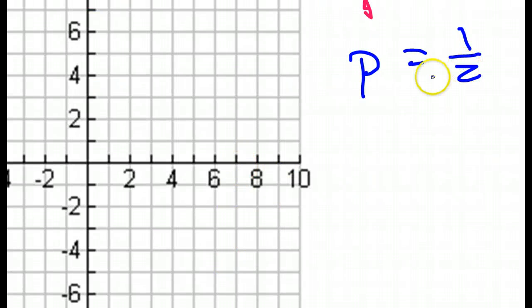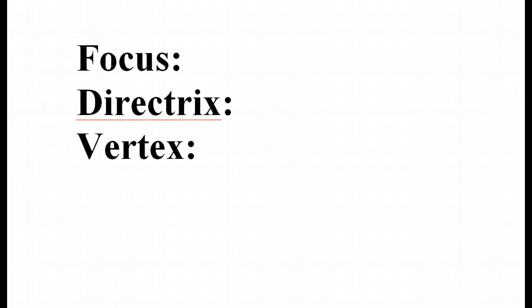So if the p is at 1/2, that means the focus is going to be literally half of a square up. Okay, so that is 0, 1/2. So that's the focus. So we can write that down.